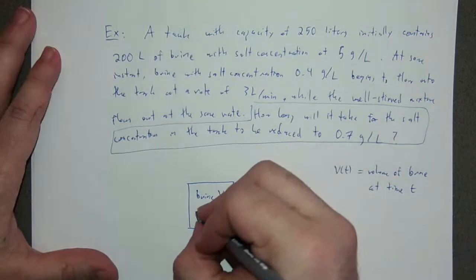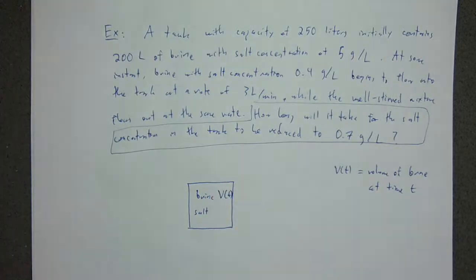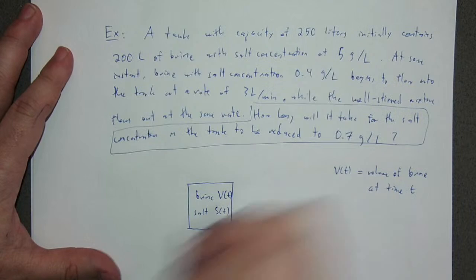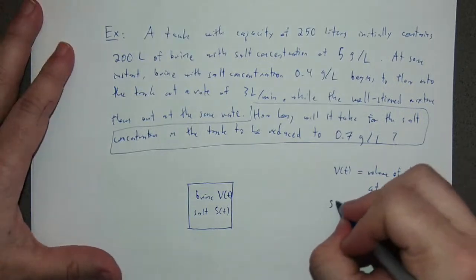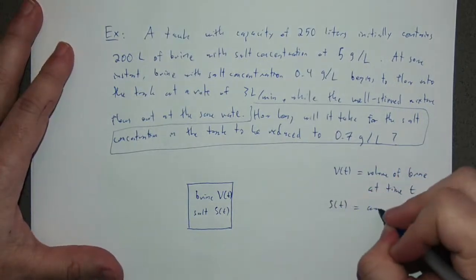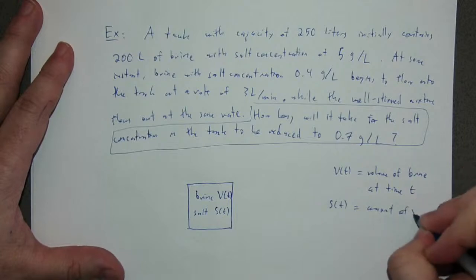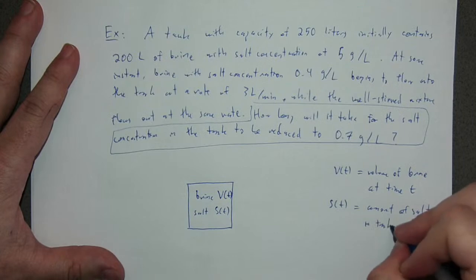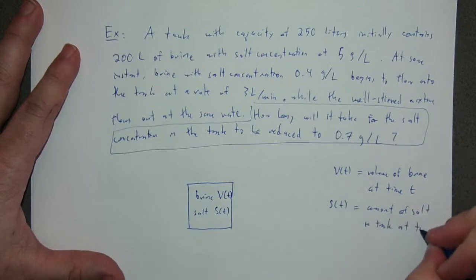Let the amount of salt in the tank, in this volume, be S of t. So S of t is the amount of salt in the tank at time t.